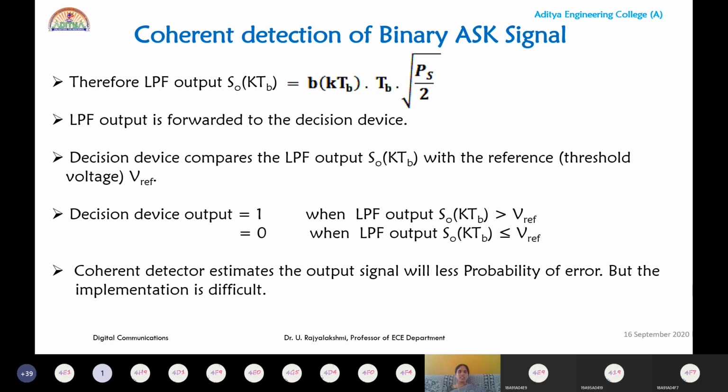So now the coherent detector estimates the output signal with less probability of error. Here the implementation is difficult, but you will get the effective result. That is the advantage of the general BPSK. But we have only one drawback, that is the implementation is somewhat difficult compared to BASK. Which implementation? Not the transmitter section. The coherent detection implementation is difficult, but this generates very high SNR with less probability of error.